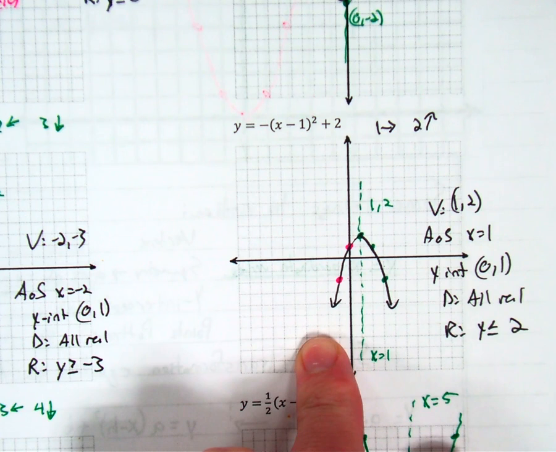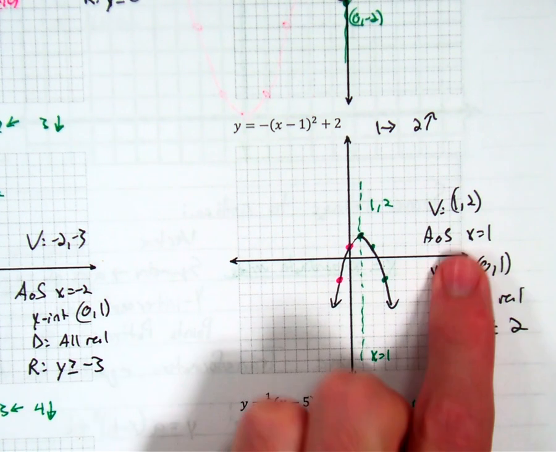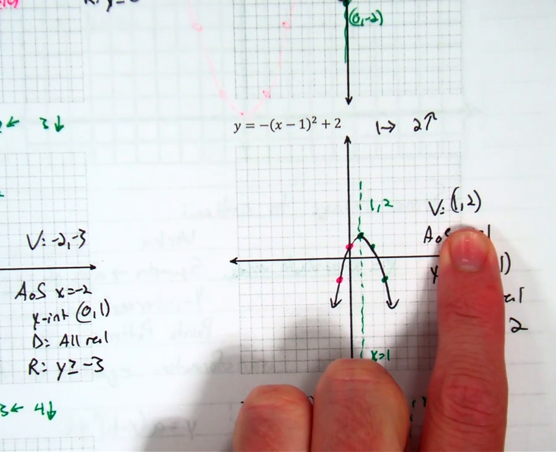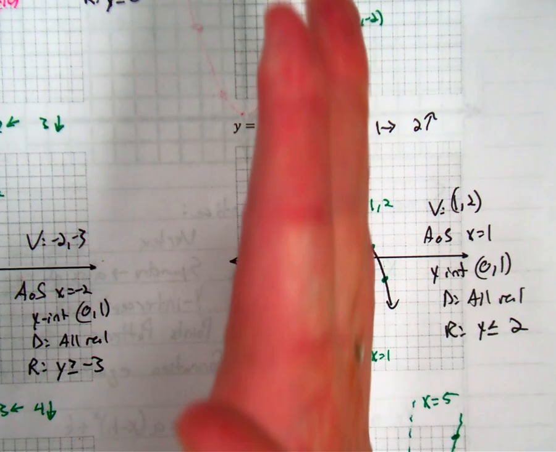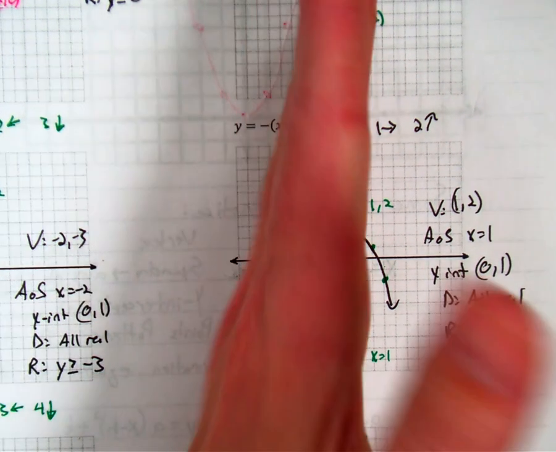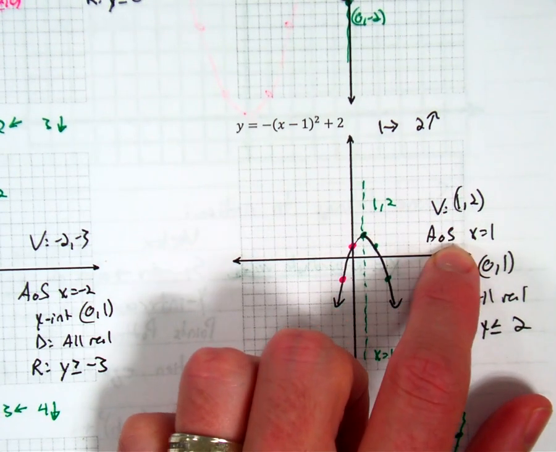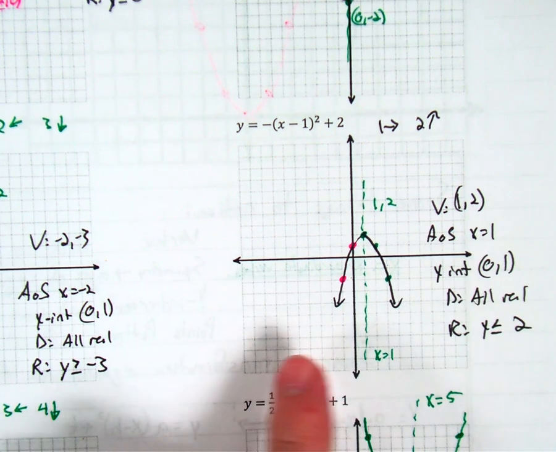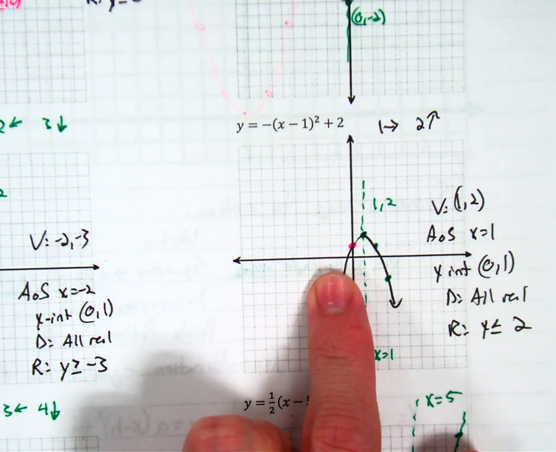Curve it out. Okay, again, your vertex is 1, 2. Axis of symmetry should match the x-coordinate of your vertex, x equals 1. Y-intercept just happened to be 0, 1 again.